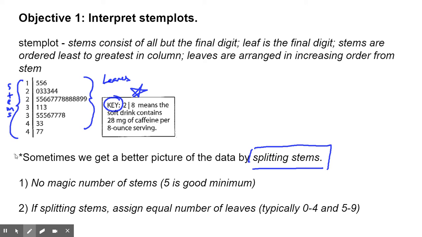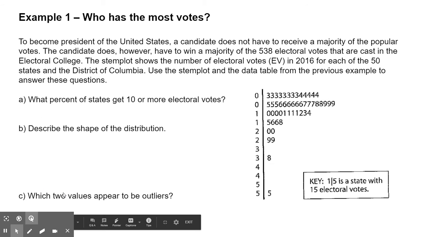Now, as I said, sometimes we get a better picture by splitting the stems. There's no magic number of stems, but you want to have at least 5. Say you only had 10 through 30. That would only be 3 stems, the 1, the 2, the 3. So split them, and now you get 6 stems potentially. And if you're splitting stems, assign an equal number of leaves. So typically it's just in half: 0 through 4, the first 5 digits, and then 5 through 9, the second 5 digits. But we're not going to do so much building them. We're going to just interpret them.